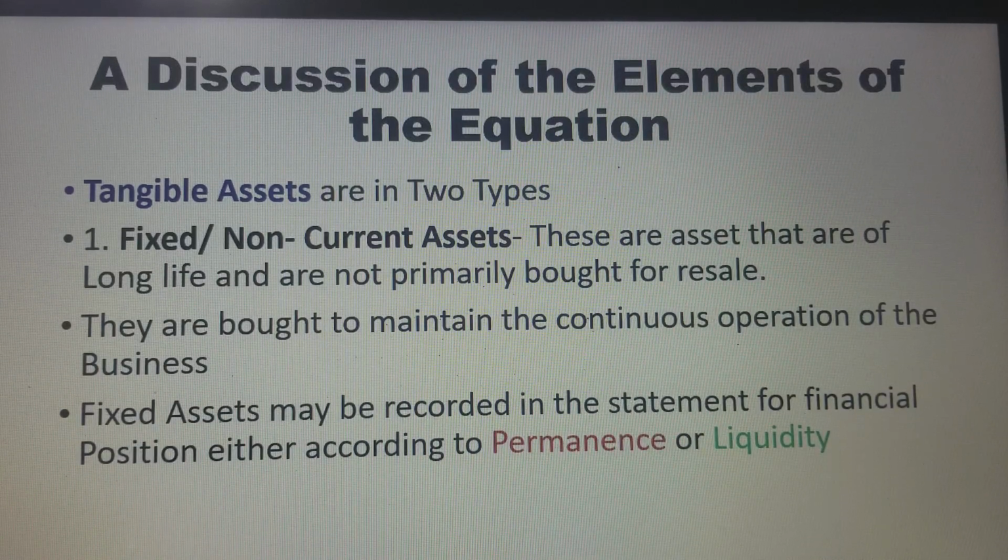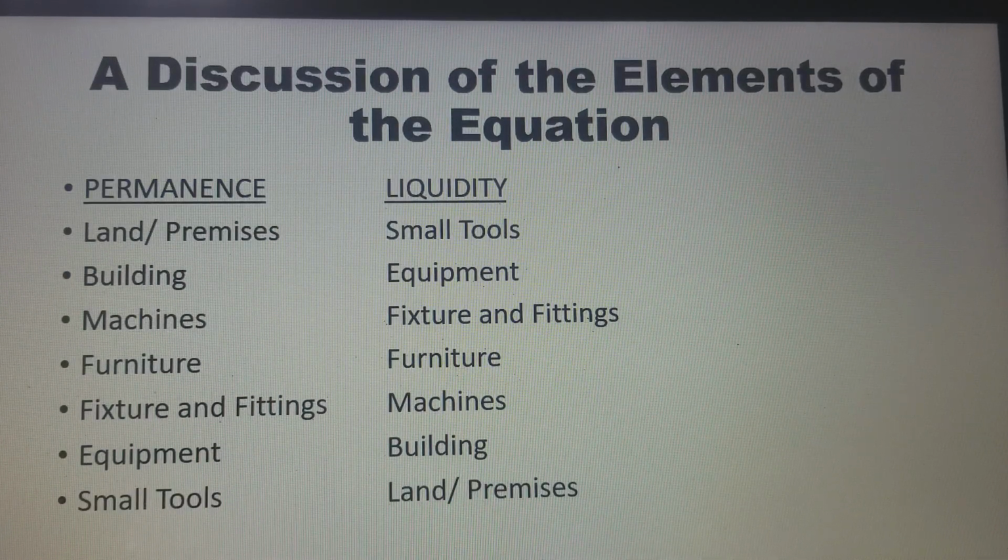Now, fixed assets may be recorded in the statement of financial position, either according to permanence or liquidity. What do we mean by permanence? You arrange the assets based on the duration and how long they will last in the business. And liquidity means how you arrange them in relation to the order of the ability to be turned into cash. So the non-current assets are arranged in order of permanence and liquidity.